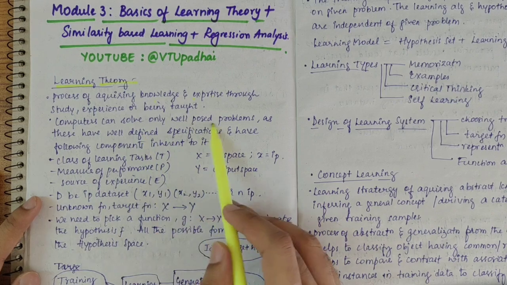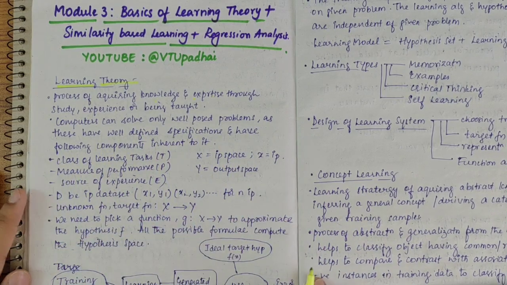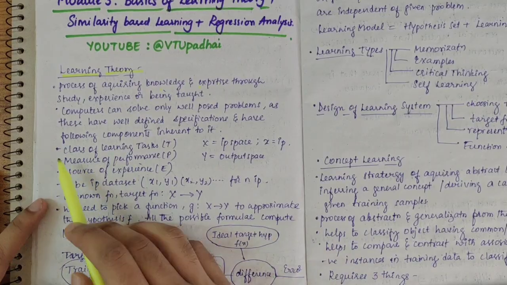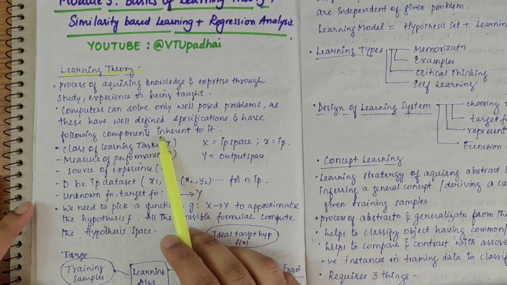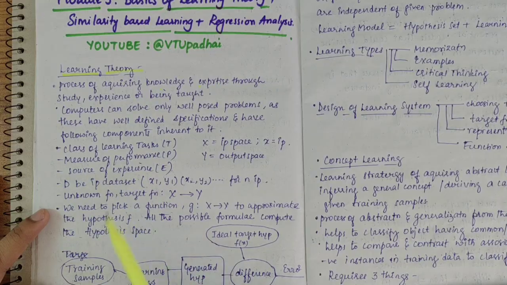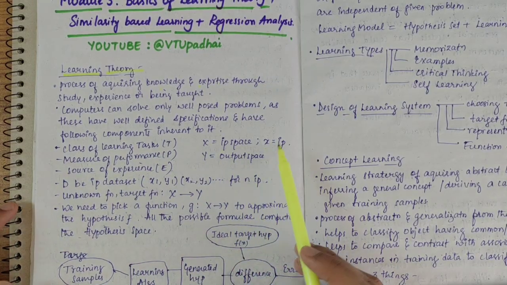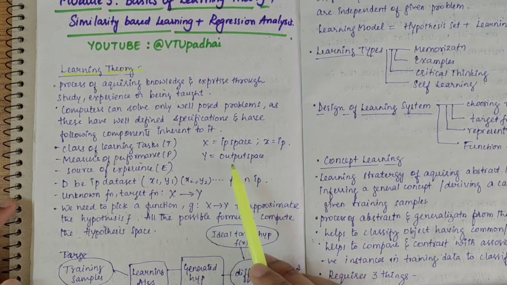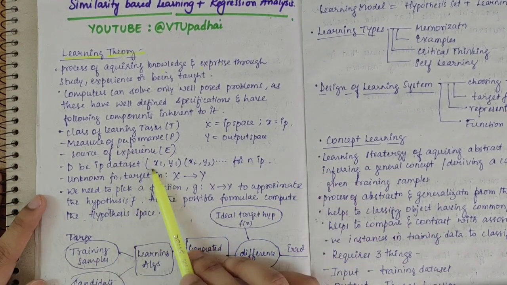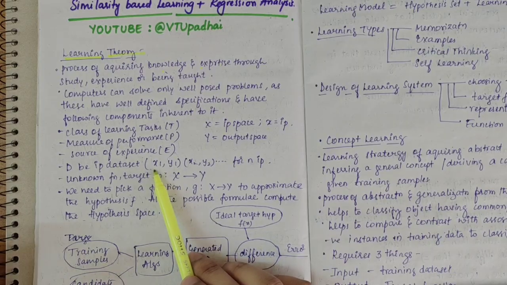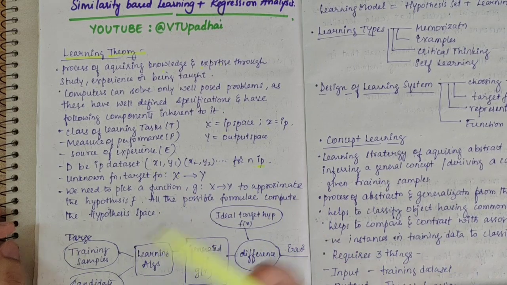Computers can solve only well-posed problems, as these have well-defined specifications and have the following components inherent in them. The particular problem should comprise all of these: class of learning tasks T, measure of performance P, source of experience E, and capital X as the input space, where small x is one instance or one input, and capital Y as the output space. Considering D to be the input data set, I have the question, the input, as well as the output for that particular instance, for n inputs.